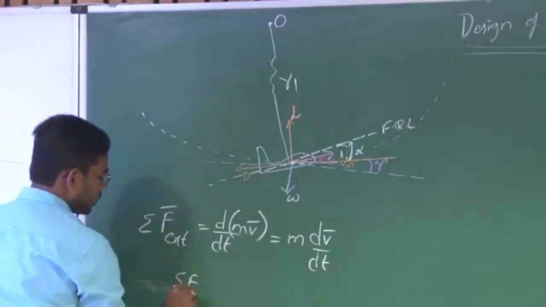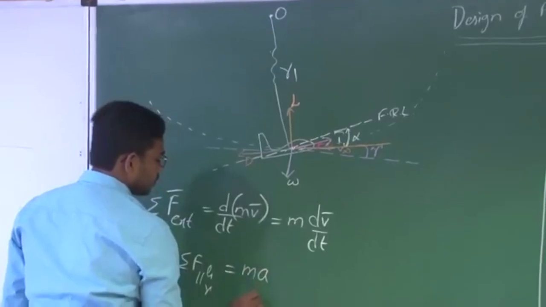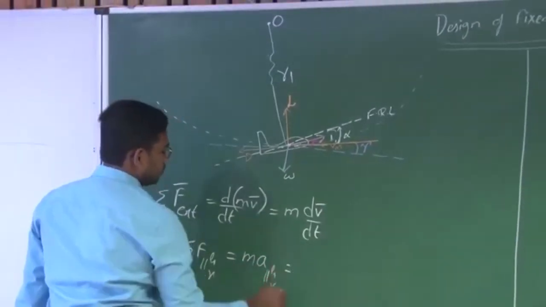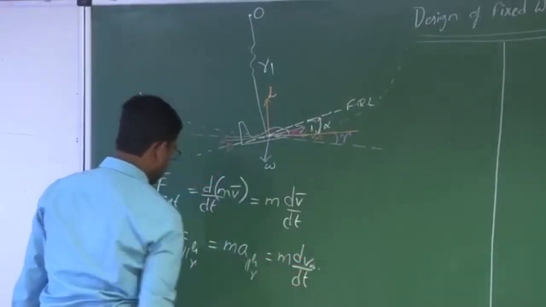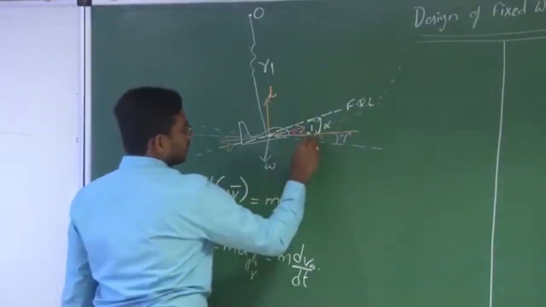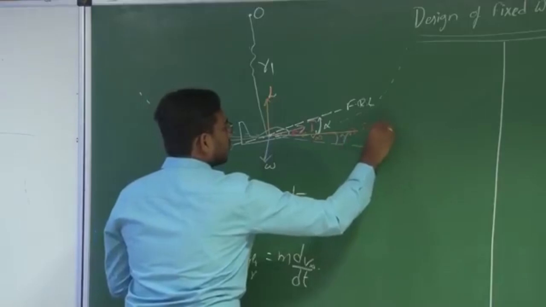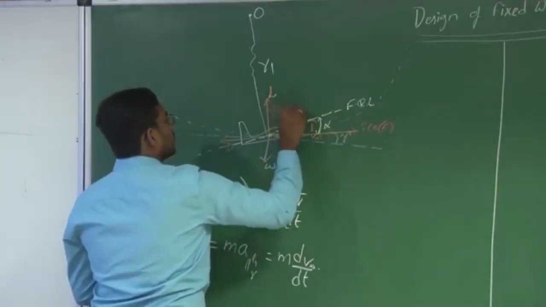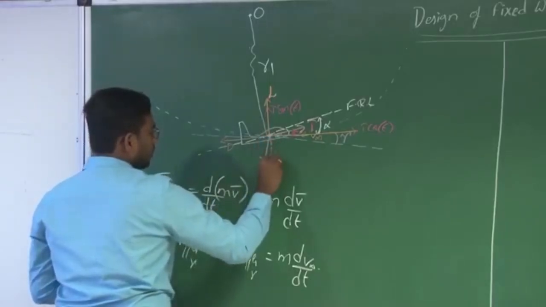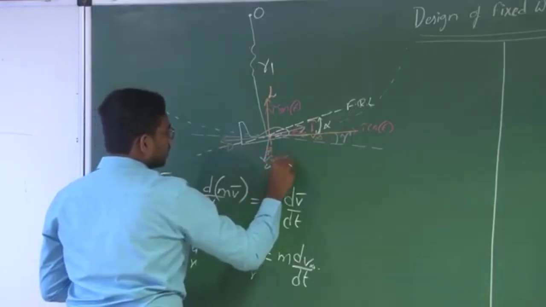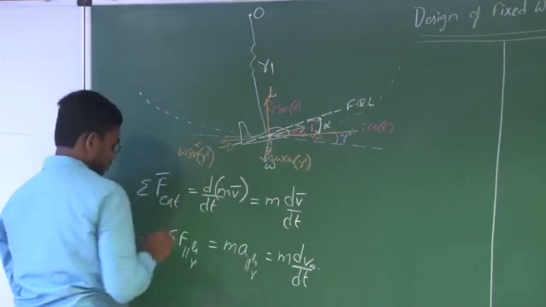So the total forces acting parallel to gamma is equal to mass into acceleration parallel to gamma, right? So parallel to gamma, the velocity is V infinity. We can write the rate of change of velocity, dV by dt here. And what are the forces acting parallel to this V infinity? We have the component of thrust acting along V infinity, which is T cos epsilon, and this is T sin epsilon, right? And the weight has a component perpendicular to V infinity, and this angle is gamma, this is W cos gamma, and what we have along V infinity is W sin gamma, right?